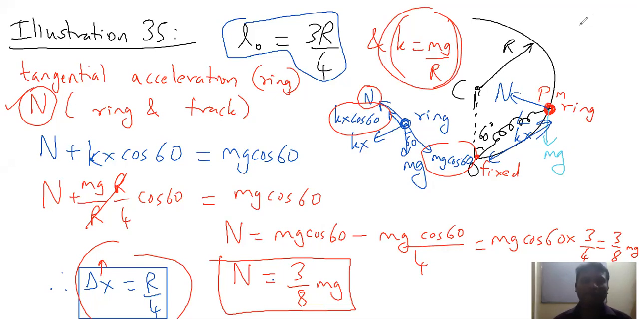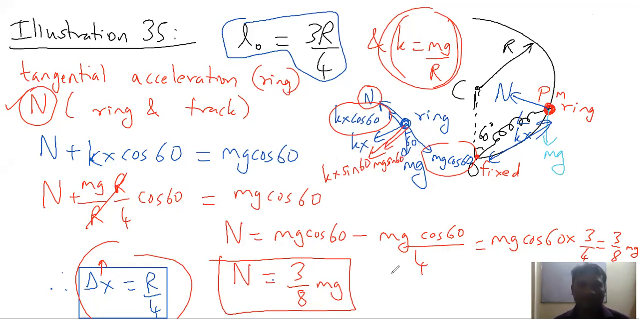So let us now find the value of tangential acceleration. Tangential acceleration will be in the tangential direction, which is this direction here. Now, the component of kx along the tangent will be kx sin 60, and the component of mg along the tangent will be like this, mg sin 60.